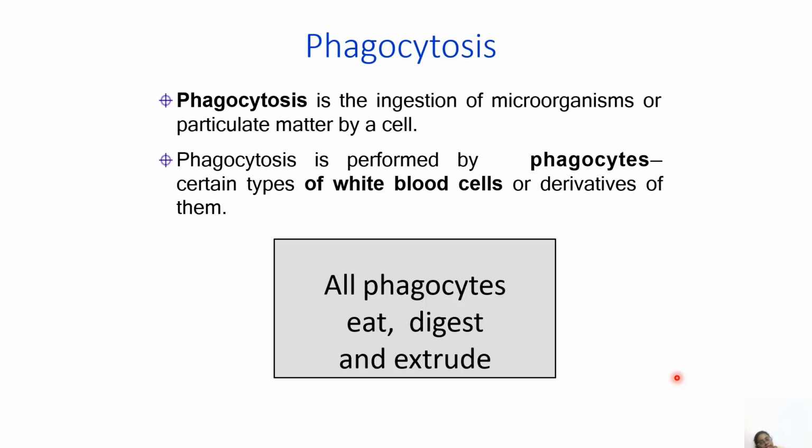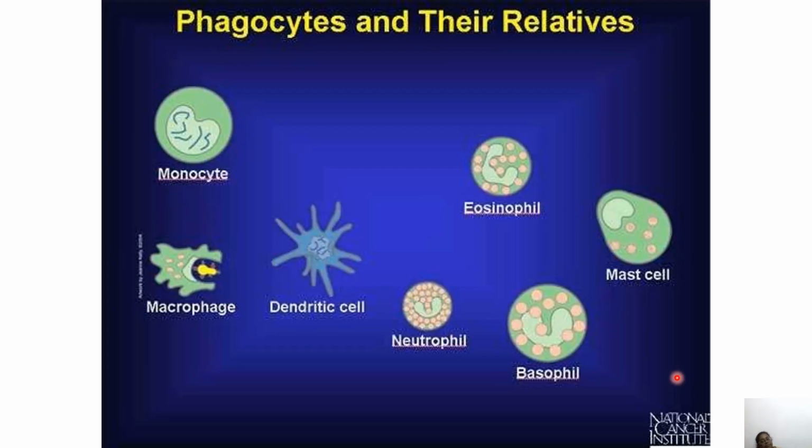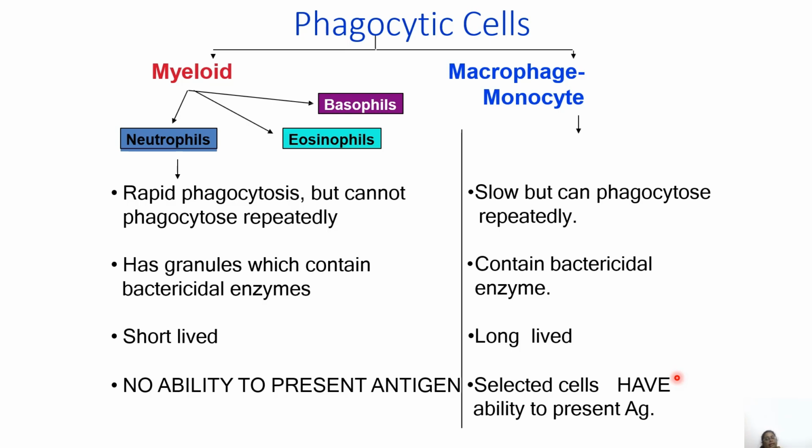Phagocytosis we have talked about. It's the ingestion of microorganisms or particulate matter by a cell. It's performed by phagocytes, certain types of white blood cells and derivatives of them. They can be either macrophages or monocytes; those are slow, but can phagocytose repeatedly, contain bactericidal enzymes, and are long-lived. Selected cells have the ability to present antigen. Then there are neutrophils, which do rapid phagocytosis but cannot phagocytose repeatedly, have granules which contain bactericidal enzymes, are short-lived, and have no ability to present antigen.